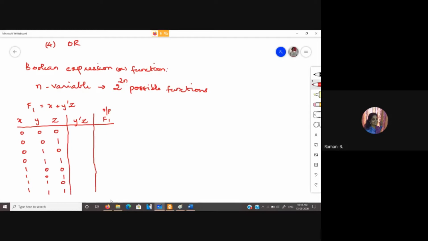Okay. So now y bar is it. So this implies you will be having the value of y bar z to be 1 when y is equal to 0 and z is equal to 1. For all other cases, the y bar z will be equal to 0. So these are all zeros except for the place where y is equal to 0 and z is equal to 1. Okay? So this is my y bar z.